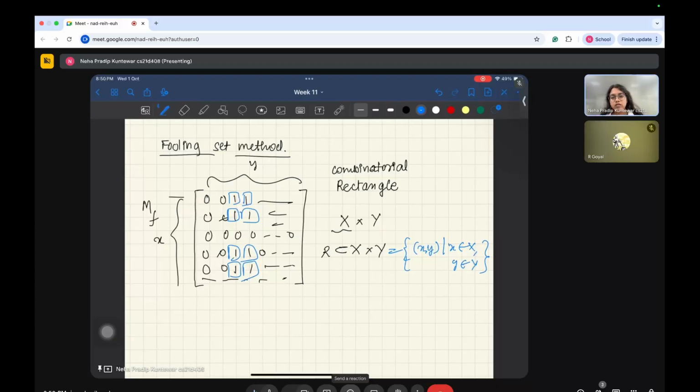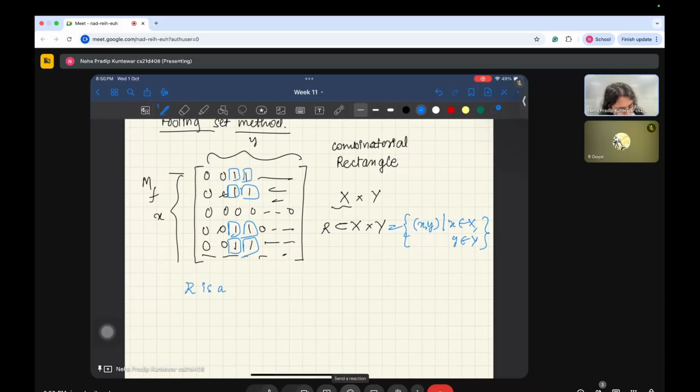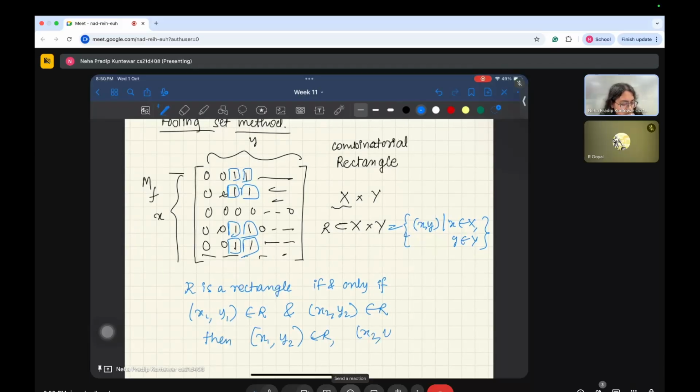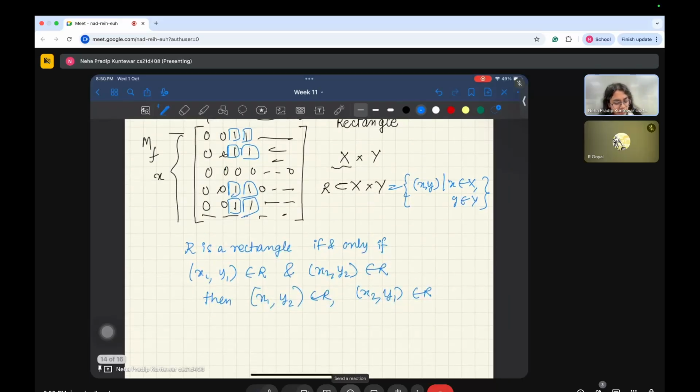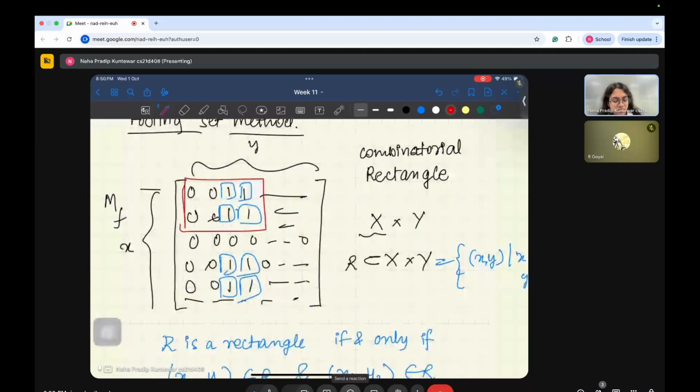And so when do we say that it is a rectangle? It is a rectangle if and only if, whenever (x1, y1) is in R and (x2, y2) is in R, then (x1, y2) should also be in R and (x2, y1) should also be in R. That means if I say that this is my combinatorial rectangle, then let's see whether this property holds.